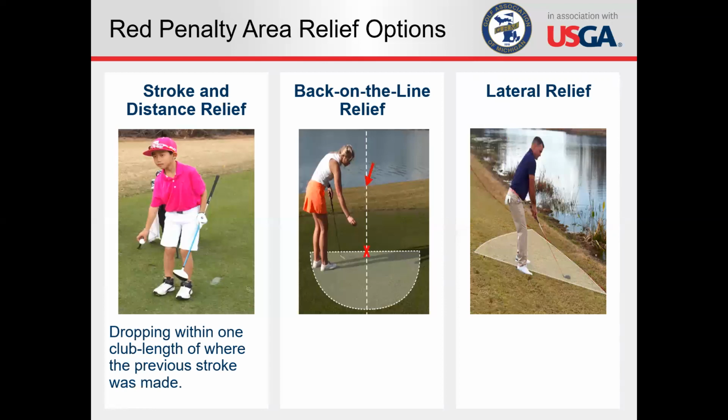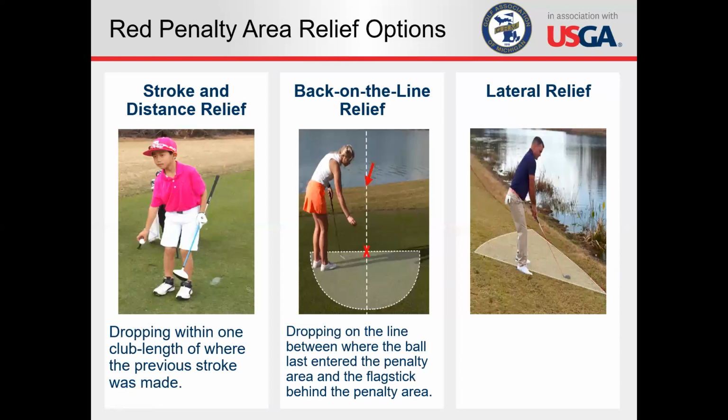Okay, back on a line relief. So here we've got the point where the ball went into the red penalty area. We have where it last crossed the edge of the penalty area there, and that first arrow. And then our X point here is going to be our reference point, is what we're calling it. Basically, from that reference point, we're going to take 1 club length in either direction and drop in that shaded area, and that's going to be our relief area.